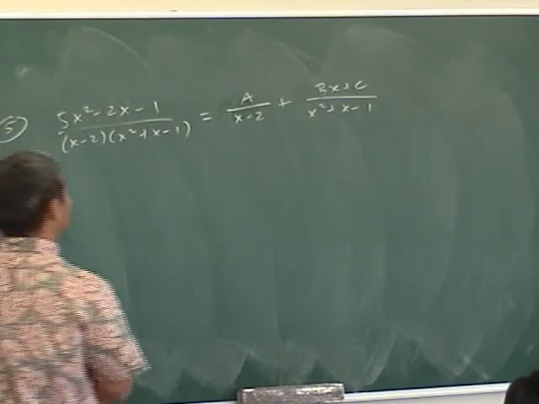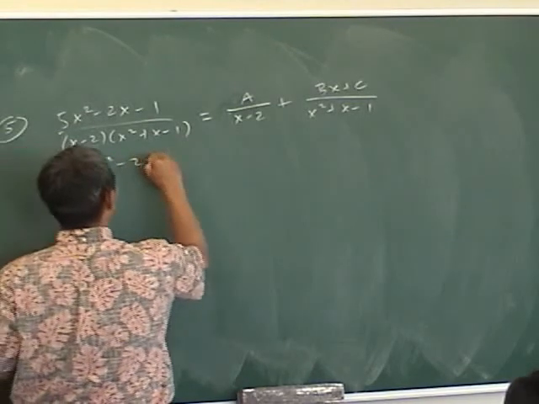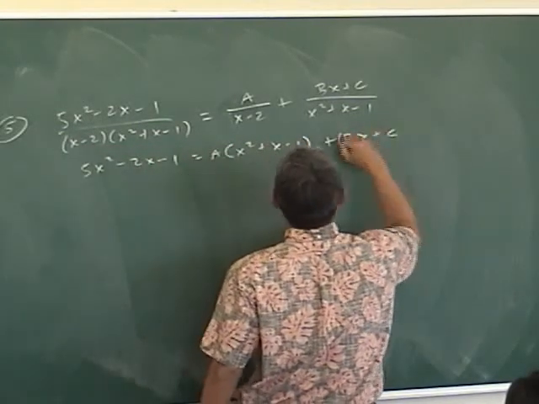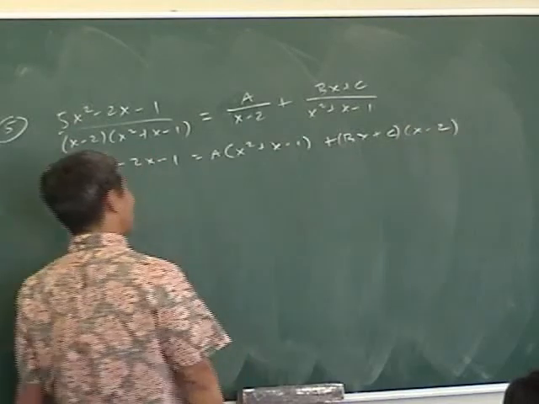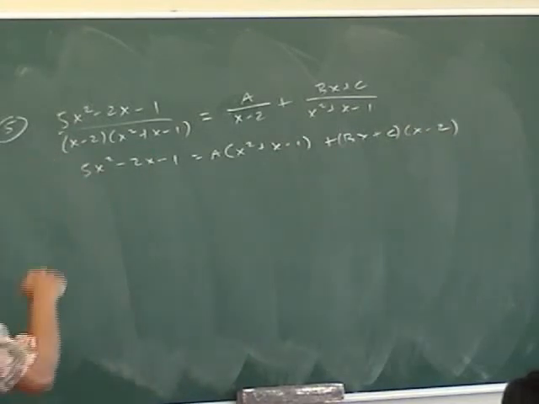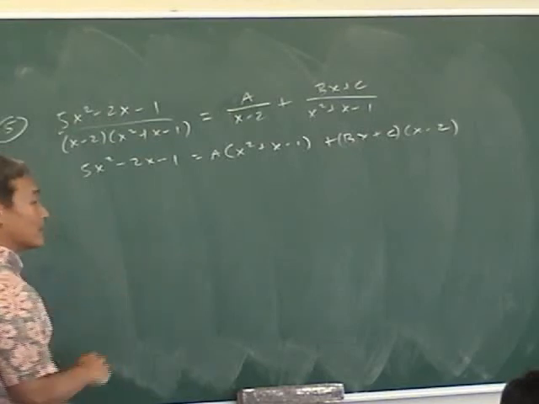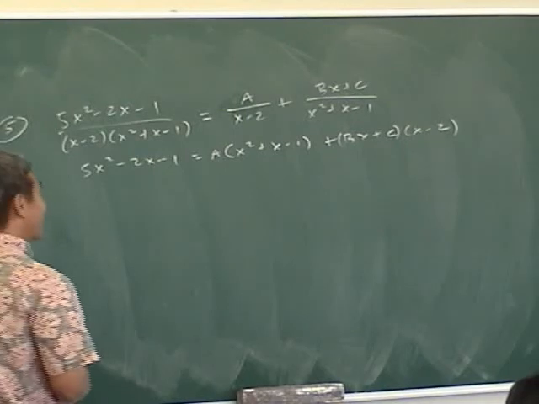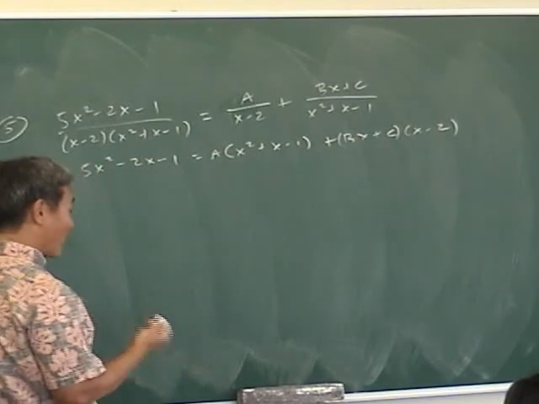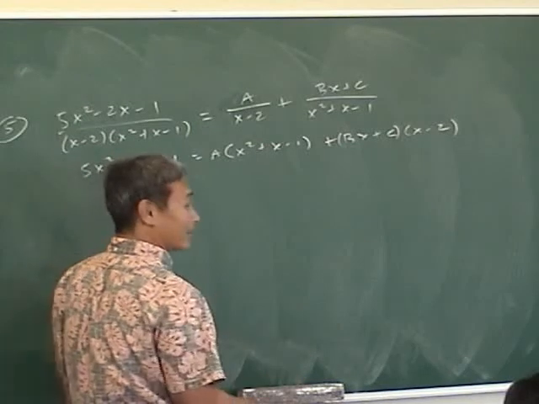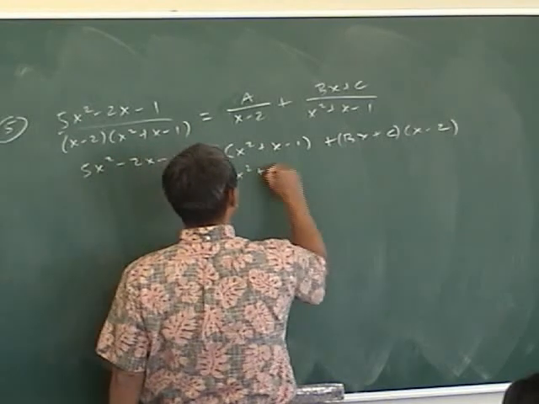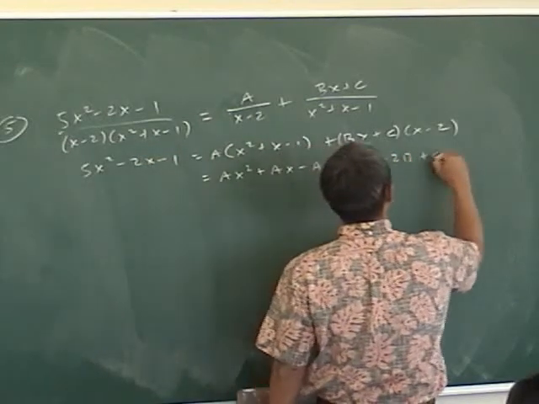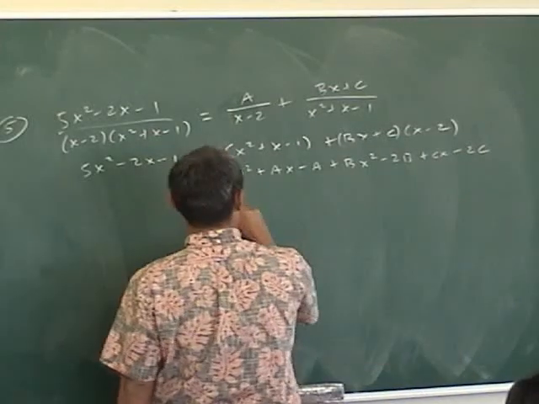Okay, now multiply both sides by the least common denominator. So you get 5x squared minus 2x minus 1 is equal to a times x squared plus x minus 1 plus bx plus c times x minus 2. Okay, so now you have to decide. Do I want to use the Heaviside method? Do I want to equate coefficients? Or do I want to use a combination of the two? I don't understand. Well, okay, I'll tell you what. To equate coefficients, you have to multiply out everything. Okay, here. Let's just do this for fun. So bx squared minus 2b plus cx minus 2c. Did I do that correctly? Of course, I'm the teacher.